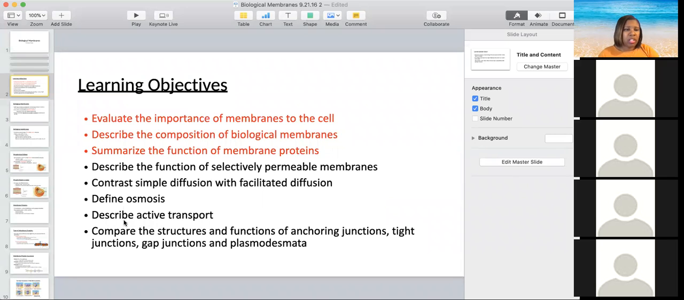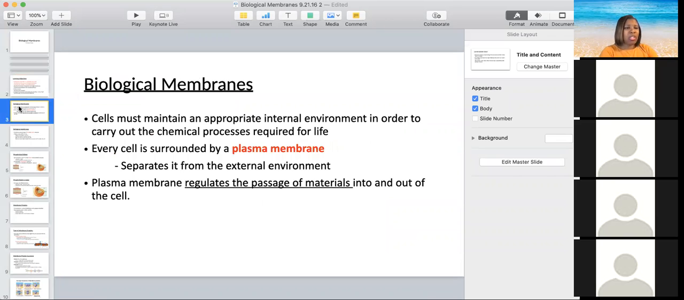All right. So again, we're looking at the cell membrane today. We're going to look at some important features about the cell membrane. Most importantly, I'll introduce this by saying that cells must maintain an appropriate internal environment in order to carry out the chemical processes that are required for life. So we're clear about that.